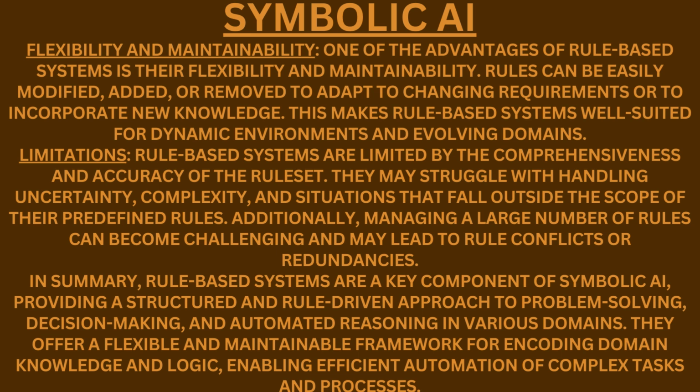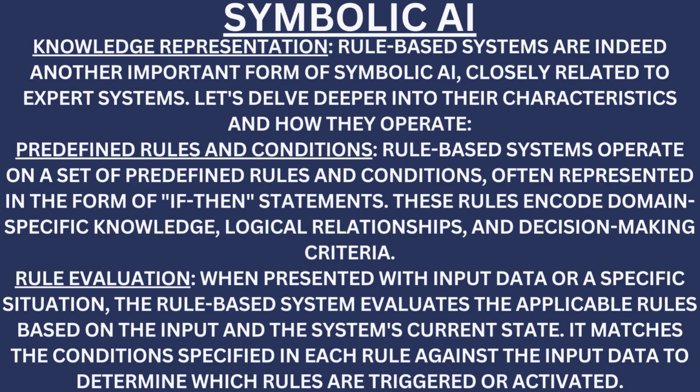In summary, rule-based systems are a key component of symbolic artificial intelligence, providing a structured and rule-driven approach to problem-solving, decision-making, and automated reasoning in various domains. They offer a flexible and maintainable framework for encoding domain knowledge and logic, enabling efficient automation of complex tasks and processes. Knowledge representation. Rule-based systems are indeed another important form of symbolic artificial intelligence closely related to expert systems.